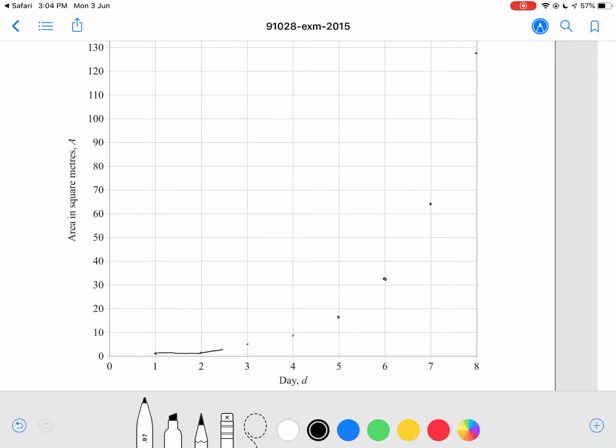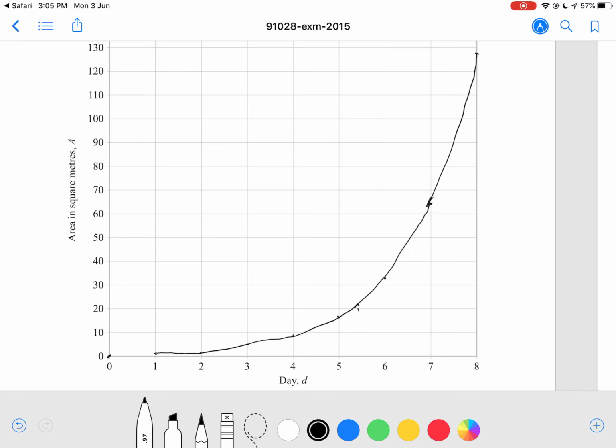Sorry, my drawing is a bit messy. No, day 6 is 32. Okay, so sorry that's a bit messy. Just to get a rough idea, it just should look something like this. That's an exponential, okay?